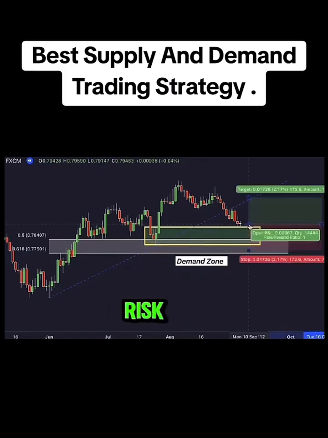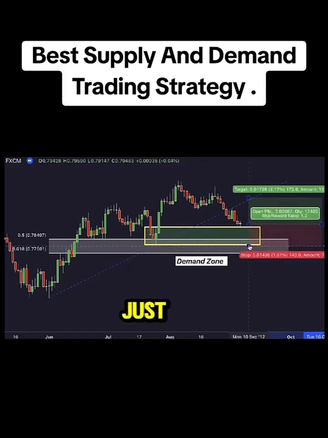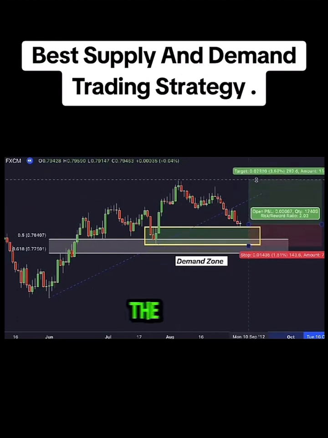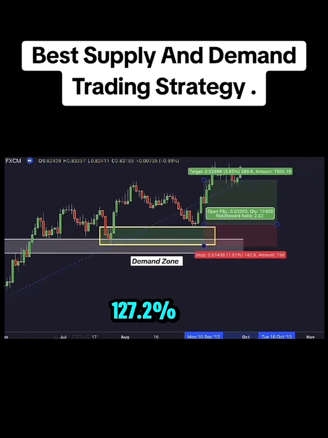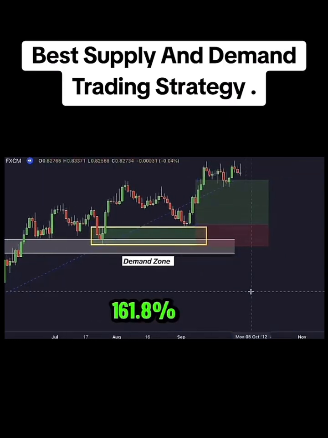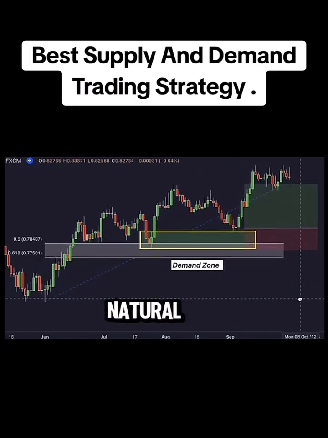Risk management. Proper risk management is crucial. I set my stop loss just beyond the zone, below the demand zone or above the supply zone, minimizing my risk in case the trade doesn't play out as expected. Set realistic targets. I aim for logical profit targets. This could be the next supply or demand zone, or if you're following the Fibonacci path, a key Fibonacci extension level like the 127.2% or 161.8%, which often serve as natural take profit points.